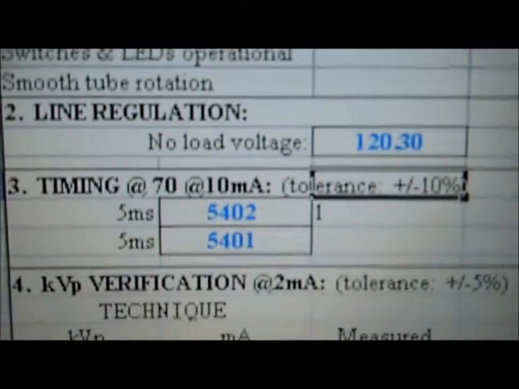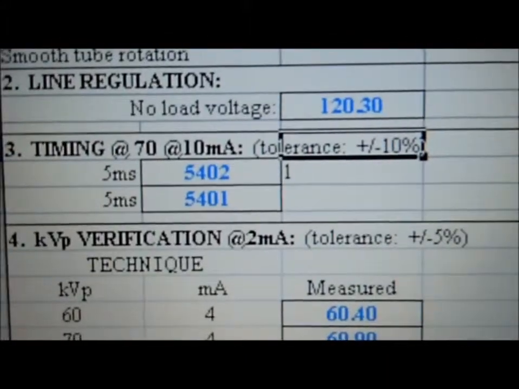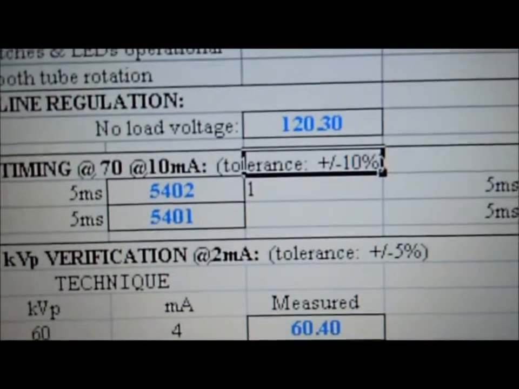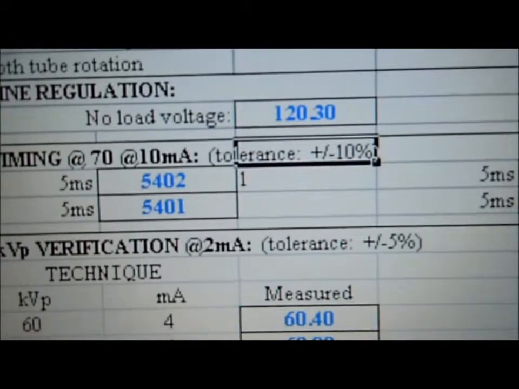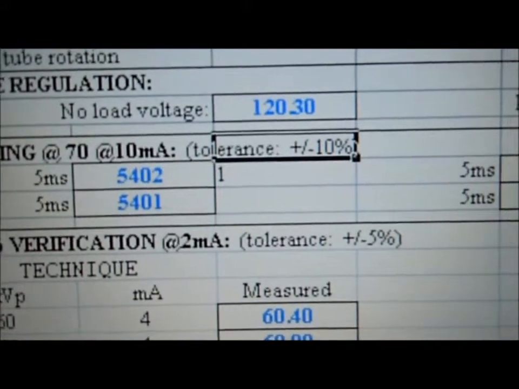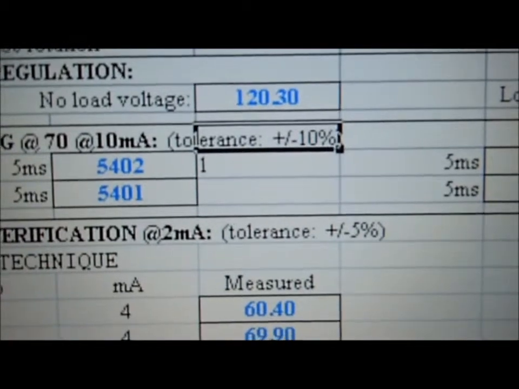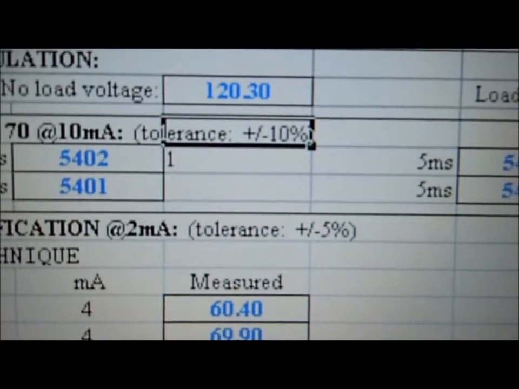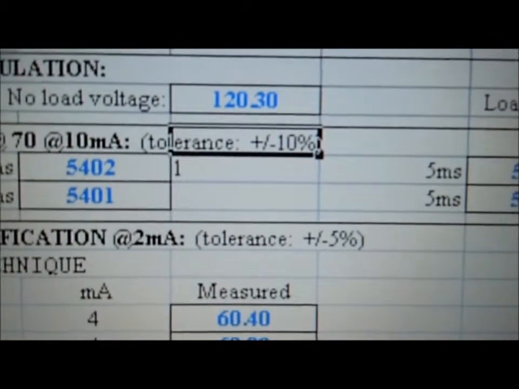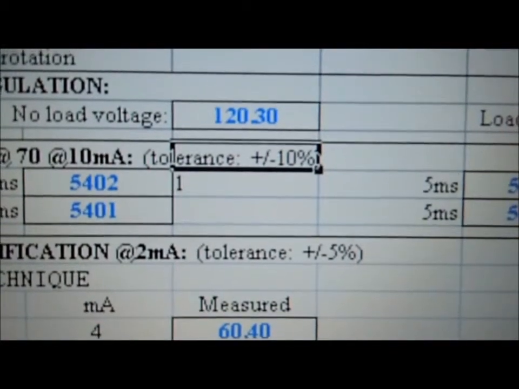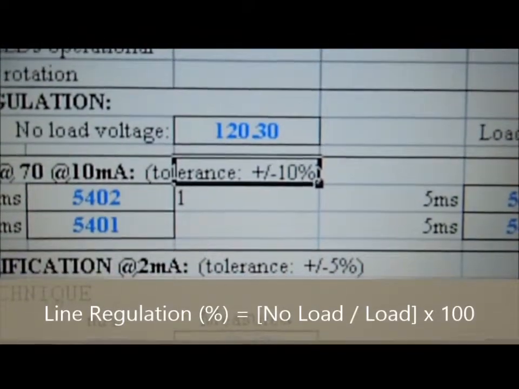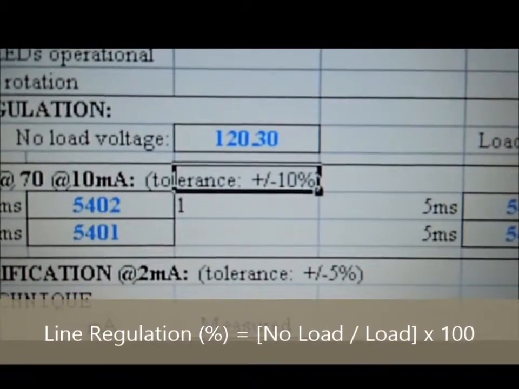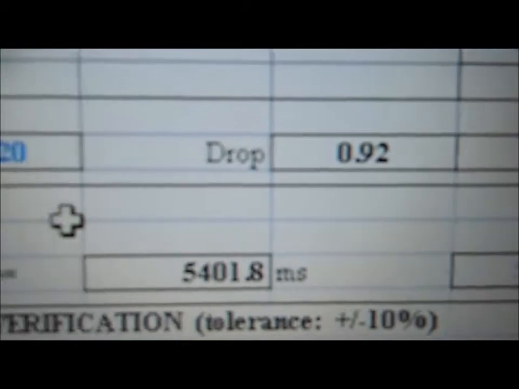Moving on to the qualitative testing. Here we have line regulation, which measures the applied power quality or transient spikes, noise, harmonic distortions, such as the shape of the AC waveforms, flicker, under voltages, also known as brownouts, also over voltages of incoming voltages with no load and under a load while taking an X-ray. The formula is no load divided by load multiplied by 100. Here's our no load versus our load, and that's our drop, which should be less than 10%.